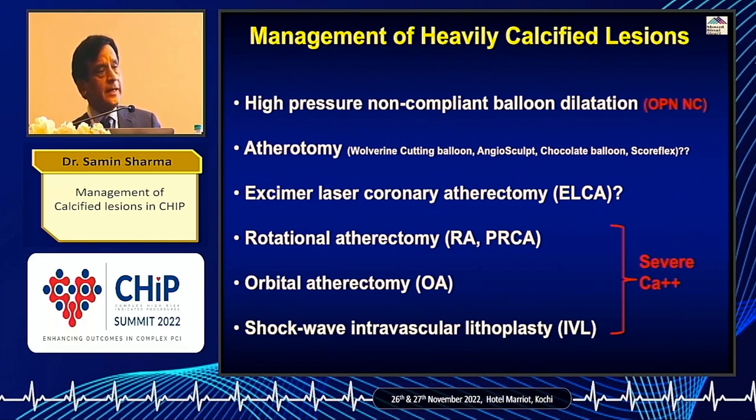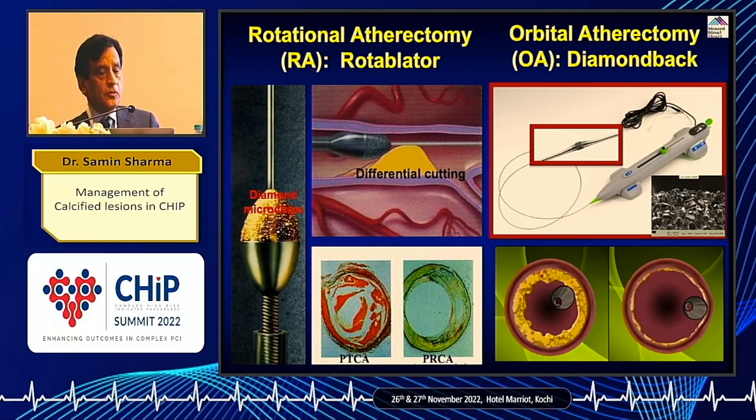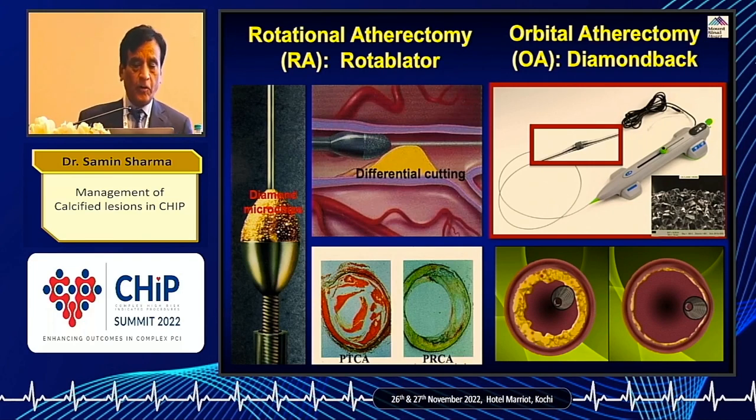Then laser. Laser usually is used in uncrossable lesions, so where your rota wire cannot go. In those cases, the laser is used, also for ISR and unexpanded stents. And then truly for severe calcium is the rotational atherectomy, orbital, and Shockwave intravascular lithoplasty, IVL. So 2 of them, rotational atherectomy, which has been there since 1993, and orbital atherectomy since 2013, are available.